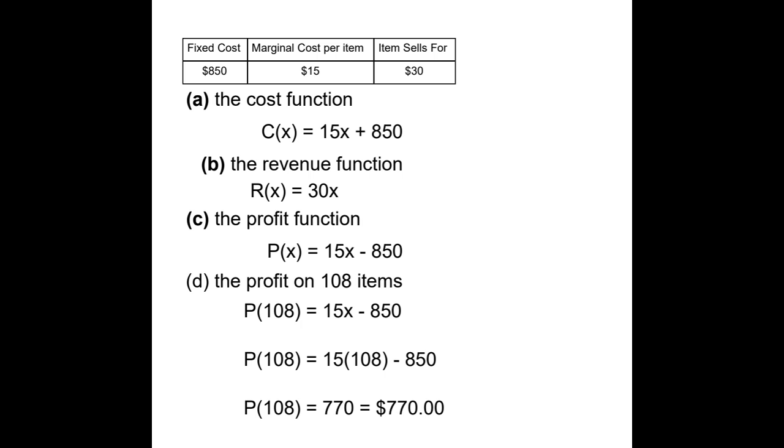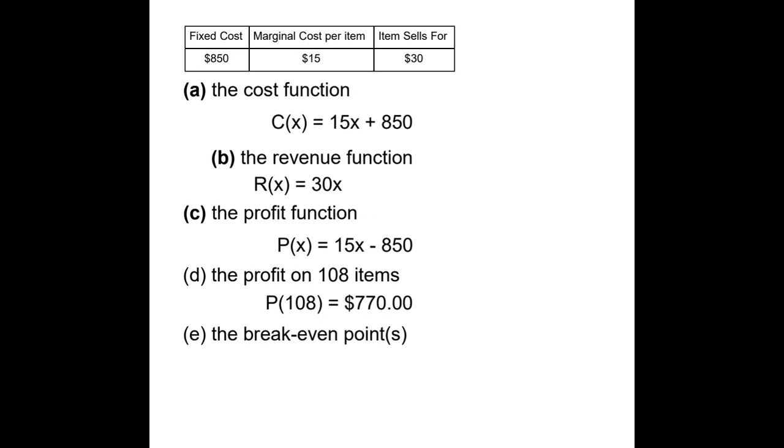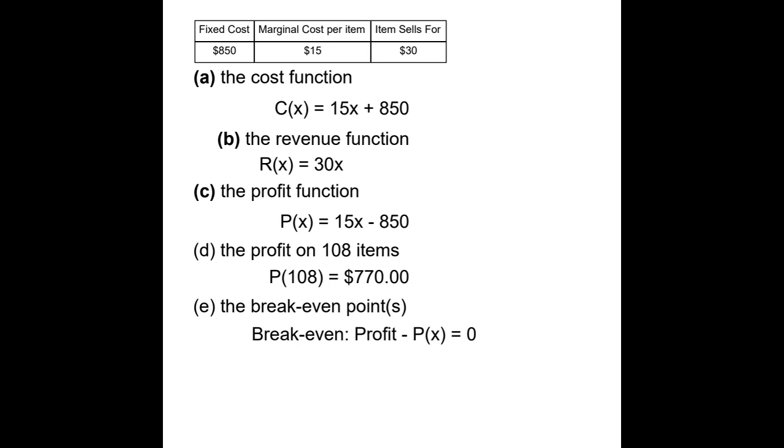And then we have the last point here. Find the break-even points. The break-even points means that the company doesn't either lose money or make money, that the money they invested to make whatever product it was, they got it back with the sales. They didn't make any money, they just broke even. They didn't lose or make money. So the definition or formula to find the break-even point or points is this. You take your profit function and you set it equal to 0.